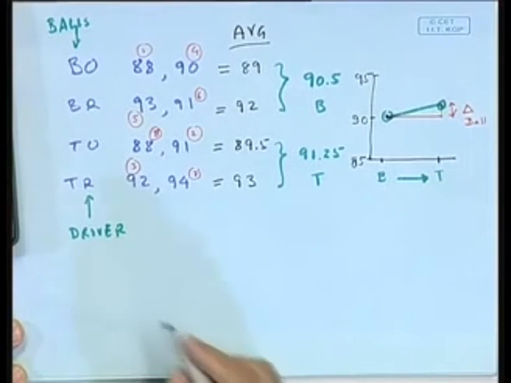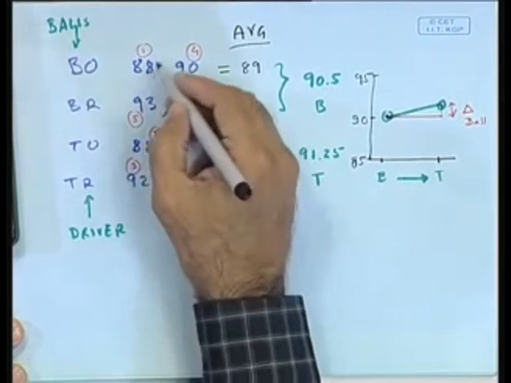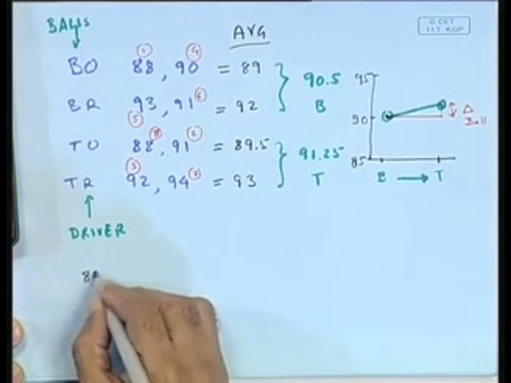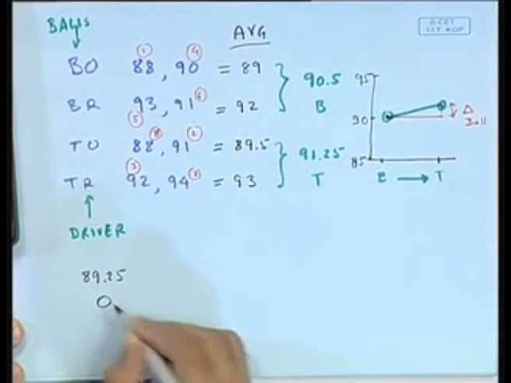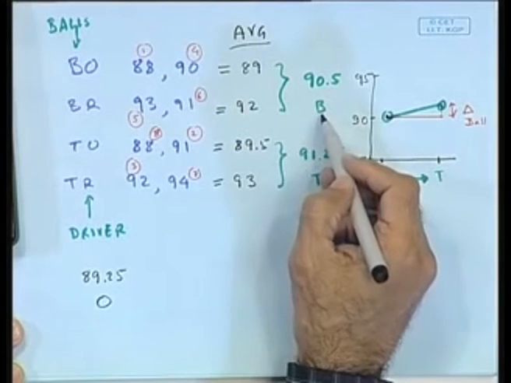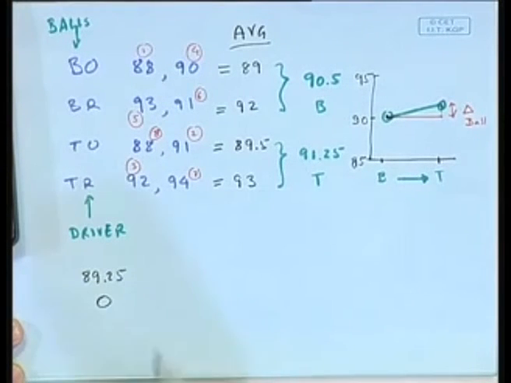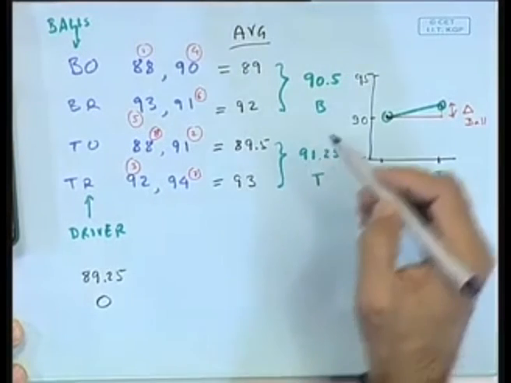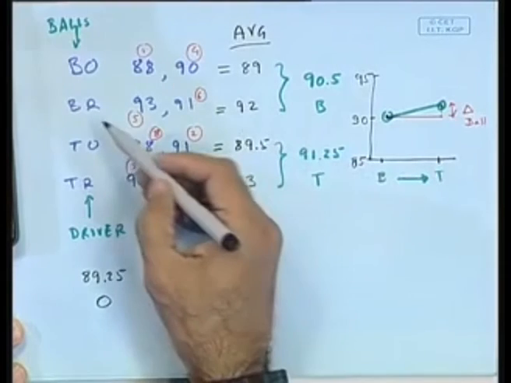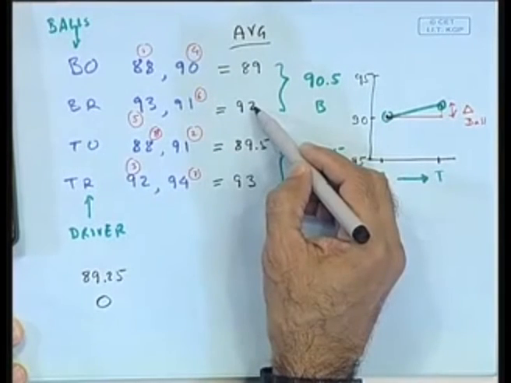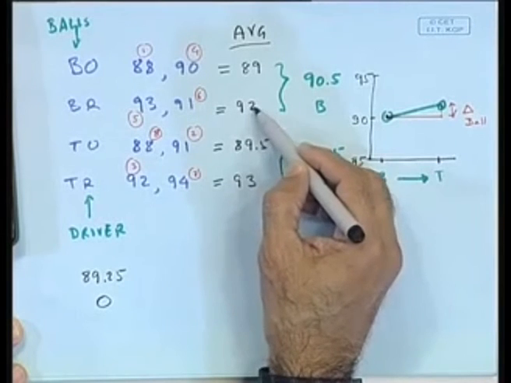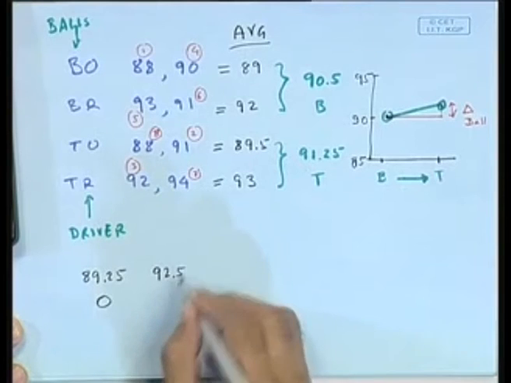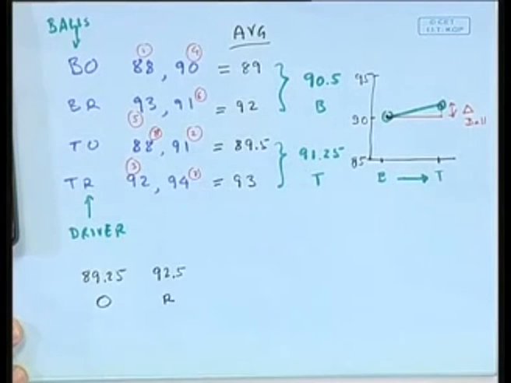So, I can directly write here the effect of O type driver is 89.25. Just like I have B type ball giving me 90.5, for O type driver I end up with a score of 89.25 on the average. Let's look at the other one, and that's going to be R type driver, the average of 92 and 93. That's going to be 92.5. That's going to be the effect of the R type driver.